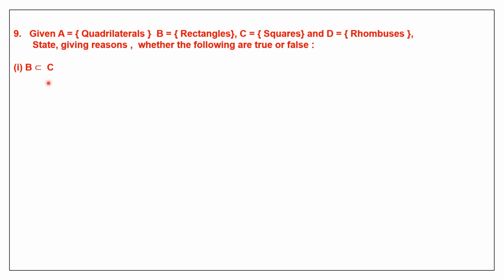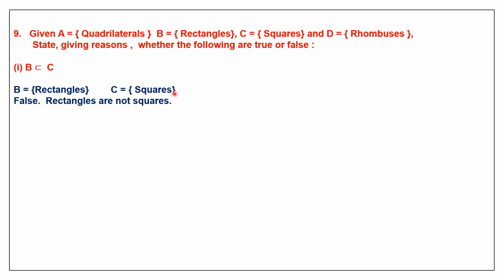Now, what are the elements of B? The elements of B are rectangles and the elements of C are squares. Now, are all the elements of B in the set C? Rectangles and squares. Are rectangles also squares? Rectangles are not squares, isn't it? The statement is false. Rectangles cannot be squares.